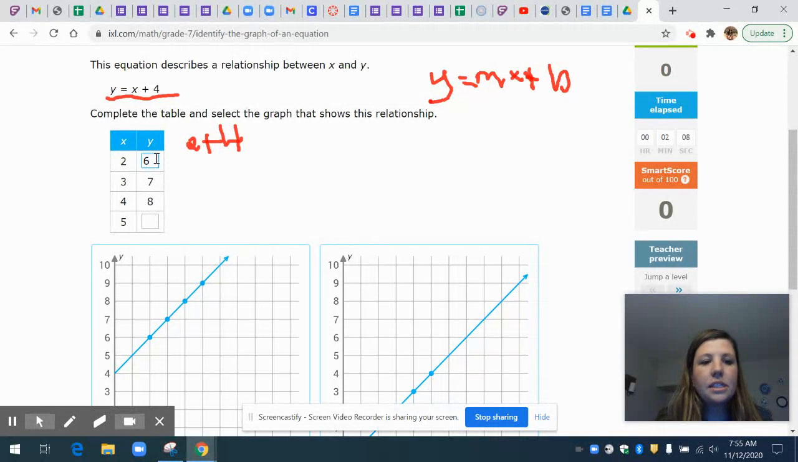So my first point is 2, 6, and then 3, 7. If I check these, 3 plus 4 is 7, 4 plus 4 is 8. And then for this last one, I'm going to plug in 5 for x. So 5 plus 4 is 9.